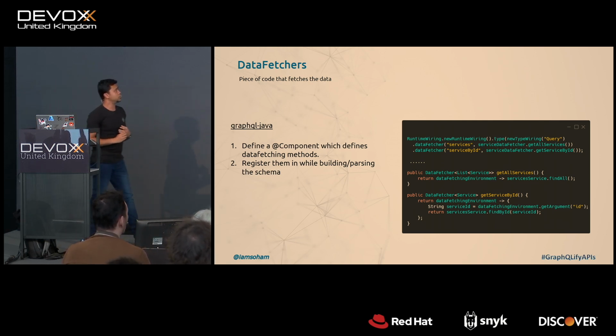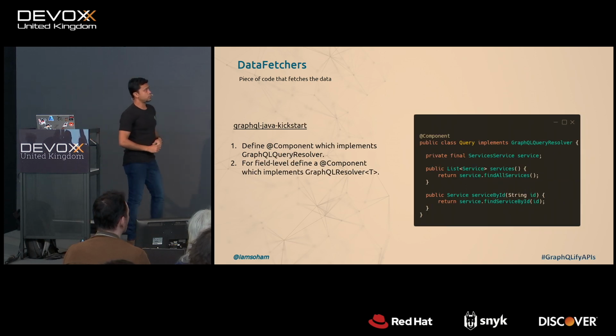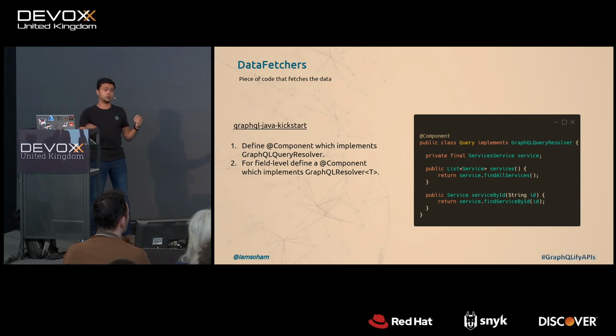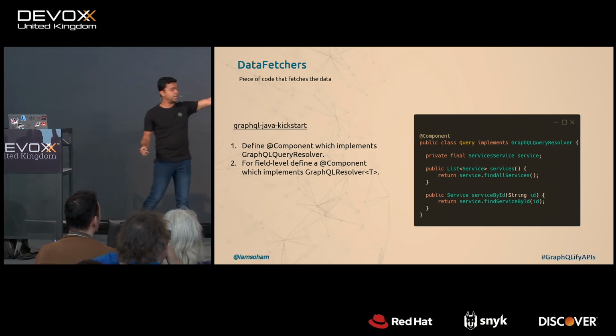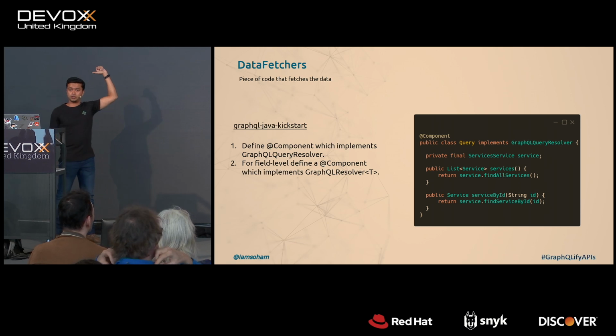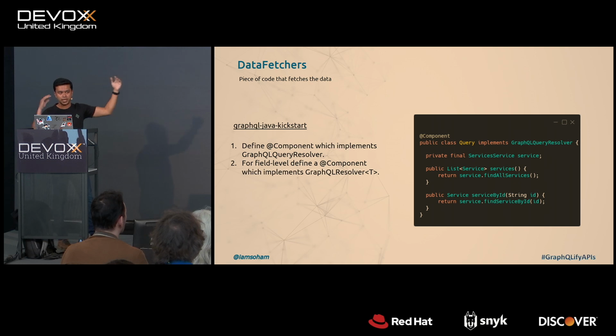So how do you do it in GraphQL Java? You have a component, and you define your data fetcher, which basically calls a repository method to get all the data back. Pretty simple. How do you do it in Kickstart? As I was saying, you get a specific interface. If it is a query, you do a query resolver. If you have a mutation, you do a mutation resolver. The catch is when you define in your schema that you want services by ID, it maps the name of the method with that query or mutation defined in the schema. So that's basically their way of doing it.